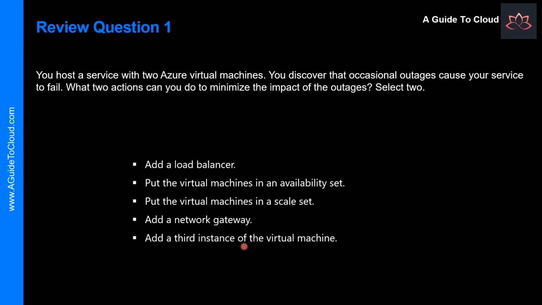Is it adding a third instance of the virtual machine? Definitely not. Adding a new virtual machine is going to add more resources to your whole solution. That is not going to resolve the outage problem. Is it to add a network gateway? Definitely not. Network gateway is either for a VPN solution or a VNet peering. Put the virtual machine in a scale set? Definitely not. Putting a virtual machine in a scale set will give you an auto scale capability.